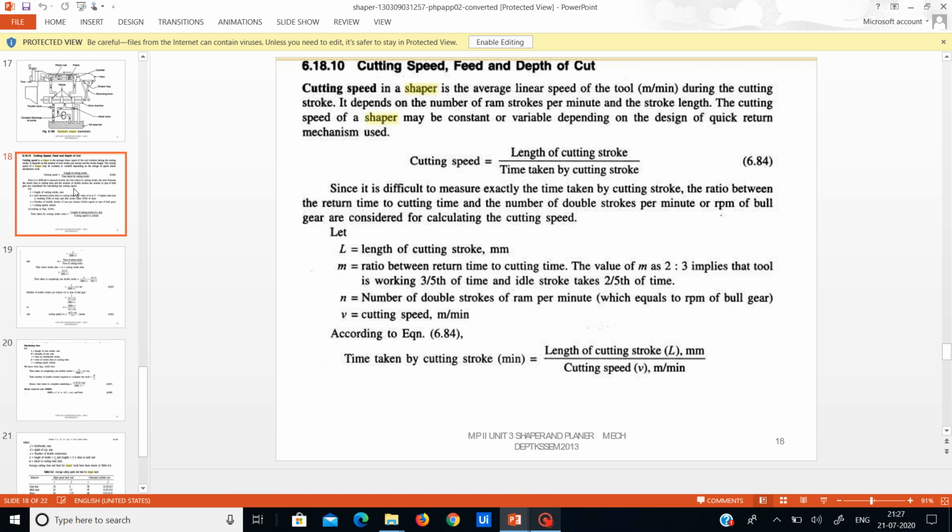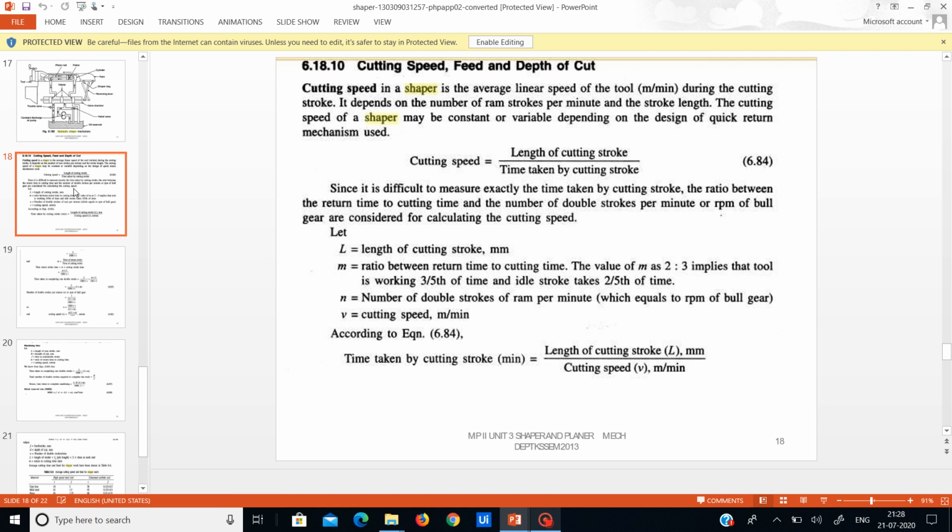L is the length of the cutting stroke, and M is the ratio between the return time and the cutting time, with a value of 2:3. And small n is the number of double strokes of the ram per minute, and V is nothing but the cutting speed. Okay, here V is nothing but the cutting speed.